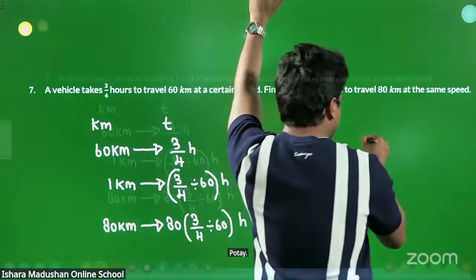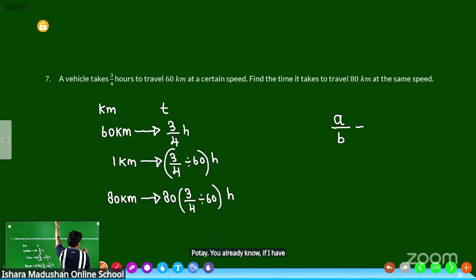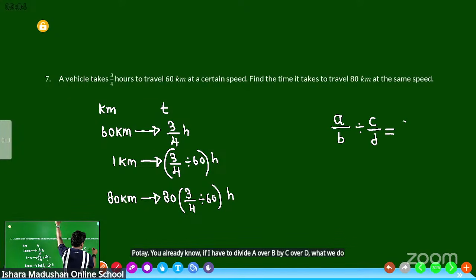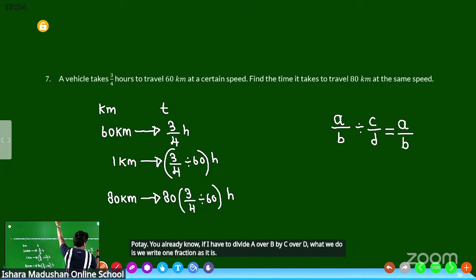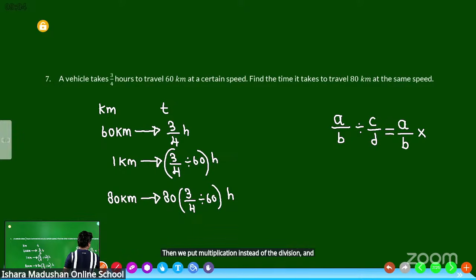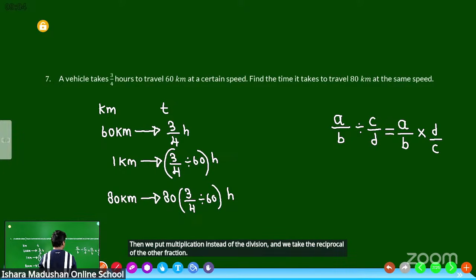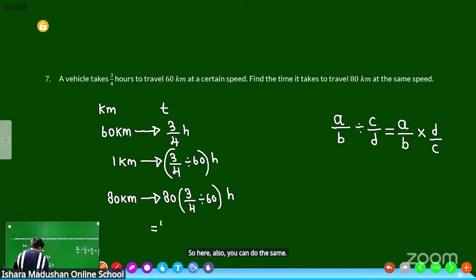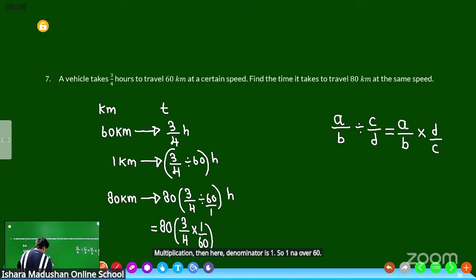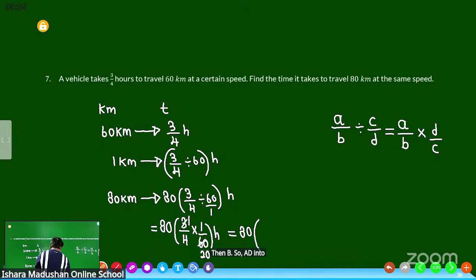Son, you already know if I have to divide A over B by C over D, we write one fraction as it is. Then we put multiplication instead of the division and we take the reciprocal of the other fraction. So here also you can do the same. First here it is 3 over 4 multiplication, then here denominator is 1, so 1 over 60. How many 3s for 3? 1. How many 3s for 60? 20. So 80 into 1 into 1, 4 into 20, 80. The answer is 1 hour.